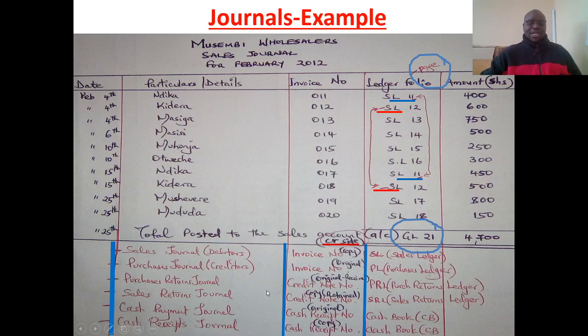The sales returns journal or debtors journal will use a copy or retained credit note number, and that will be referenced or shown in the sales returns ledger. Cash payment journal will use the original receipt and will be entered in the cash book. And the cash receipts journal will be referenced using a copy of the cash receipt under the cash book.